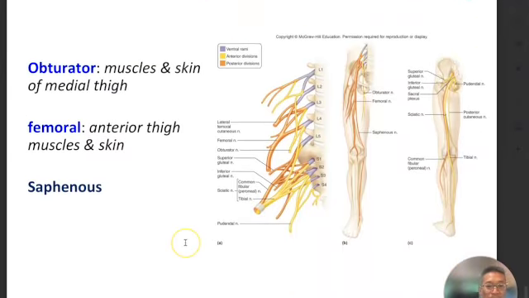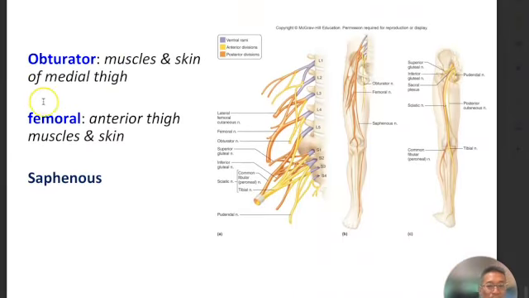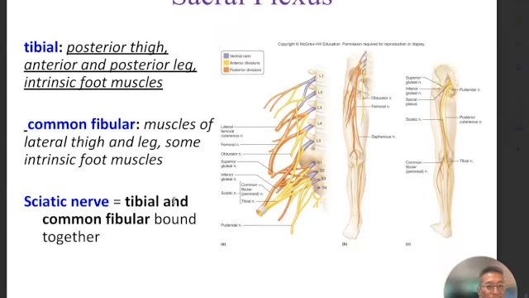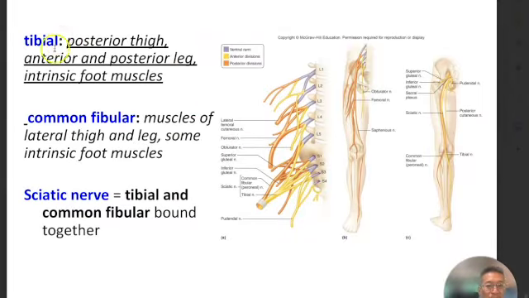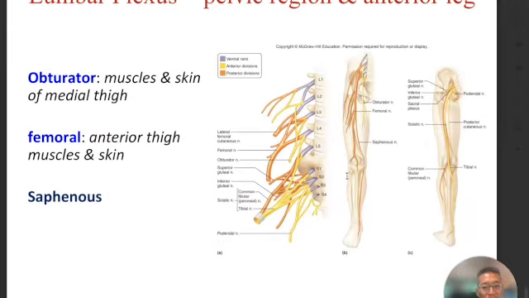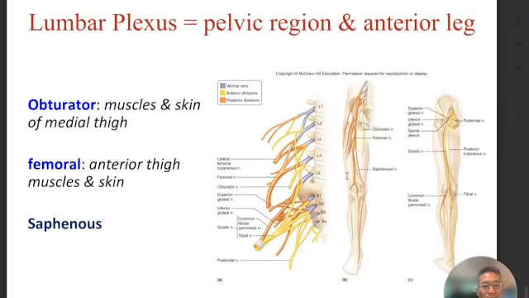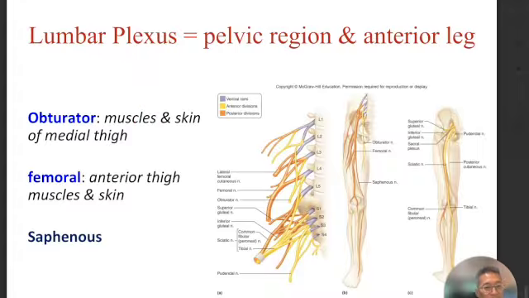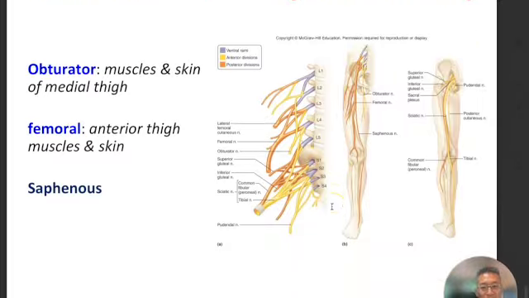The lumbar plexus, you got your obturator nerve, the femoral nerve, saphenous. The sacral plexus is your tibial nerve, common fibular nerve, and your sciatic nerve. Okay? So just got to try to remember them. So pretty easy for lumbars, only got 2 of them. Obturator, remember the obturator foramen is that hole. Okay? Obturator foramen. And the femoral nerve, okay, that big one.